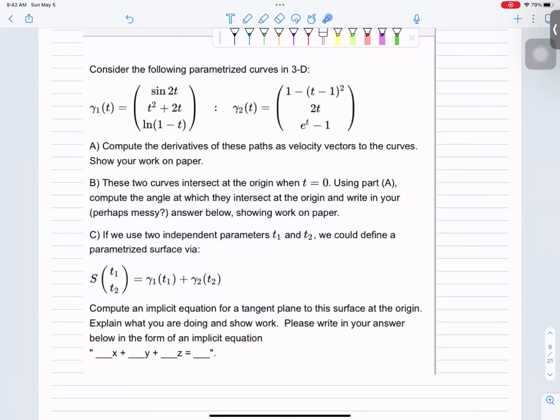Consider the parameterized curves in 3D. We have this curve and this curve. Compute the derivatives of these paths as velocity vectors. Okay, so all they tell me is just to compute the derivative.